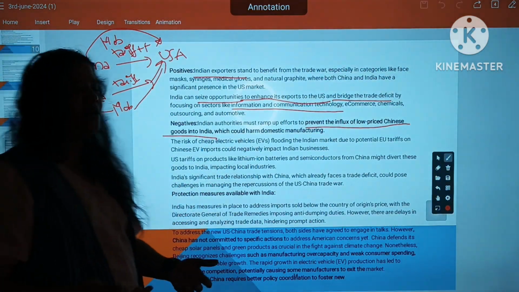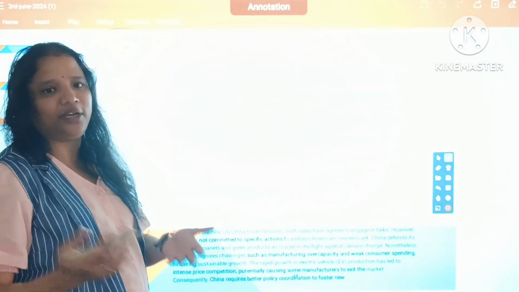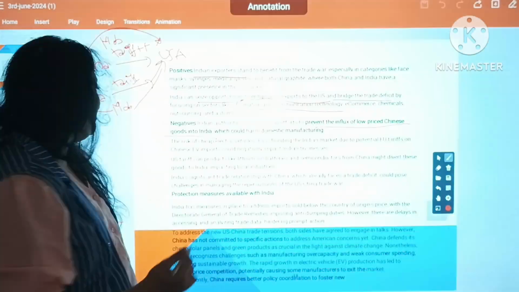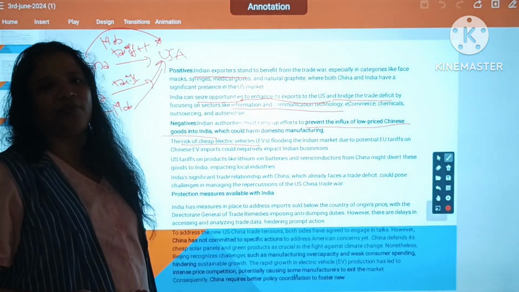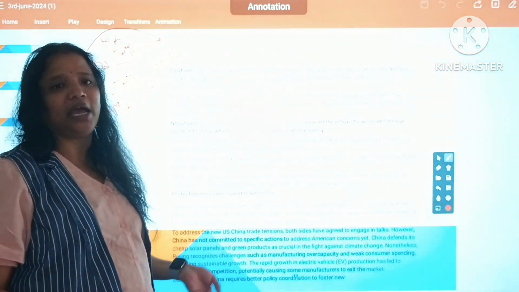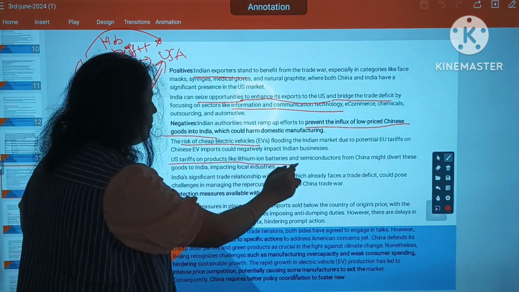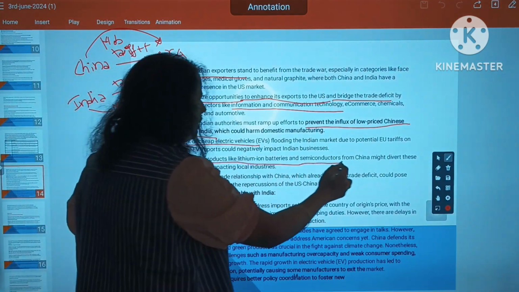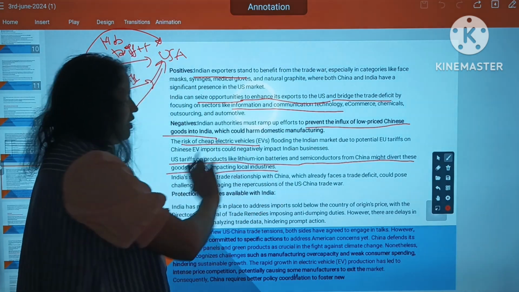Prevent the influx of low priced Chinese goods into India. Already I told you what China will do: China will send all the goods not sold in the USA to India. It will dump its technology items into India. Risk of cheaper electric vehicles. If a vehicle is cheap, everyone will go on buying the cheap vehicle only. And US tariffs on products like lithium batteries and semiconductors from China might divert these goods to India, impacting local industries.